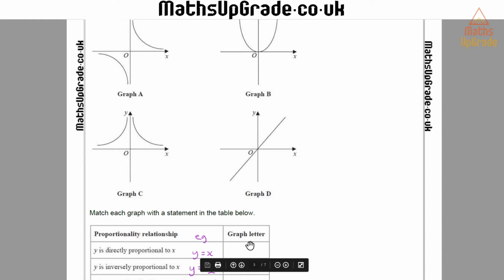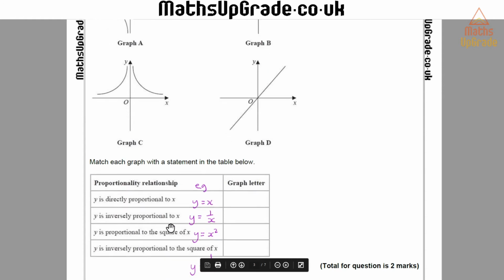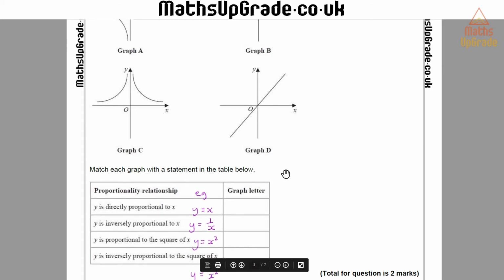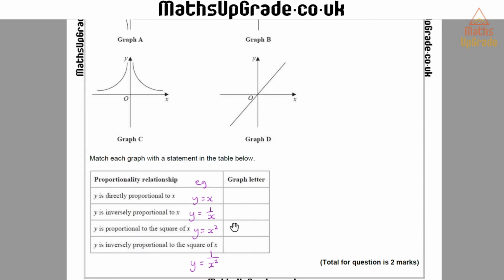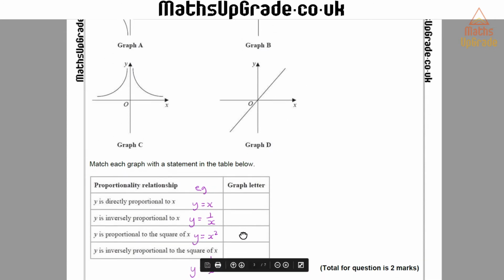The next I'm going to do is this third one here. Y is proportional to the square of x. So y equals x squared. So that will be looking like a quadratic. A quadratic graph is quite simply either a U shape or an upside down U shape. So that's graph B. So as x increases, y increases even faster and faster. The gradient increases even greater than x. So that's y equals x squared. So that's graph B.